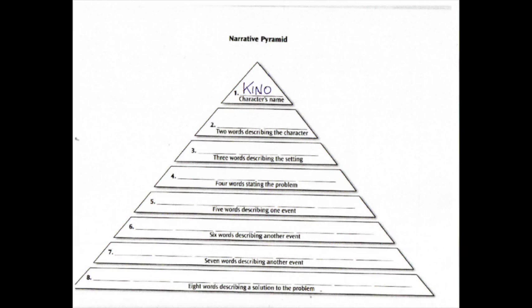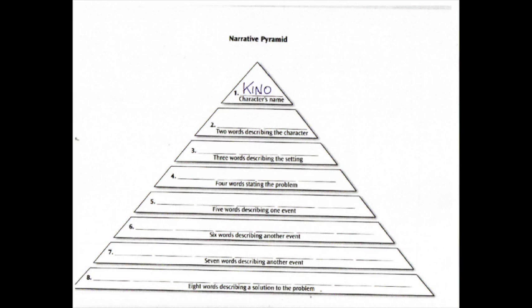And the idea here is that you place the main character's name at the top. In this case, of course, it's Kino. You'd use 2 words to describe him as a character, 3 words to describe the setting of Chapter 1, 4 words to state the main problem that takes place in Chapter 1, 5 words to describe one key event, 6 words to describe a second key event, 7 words to describe a third key event, and 8 words to describe a solution to the problem that takes place in Chapter 1.